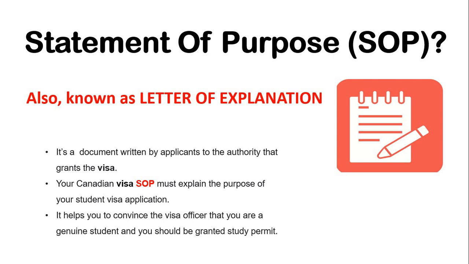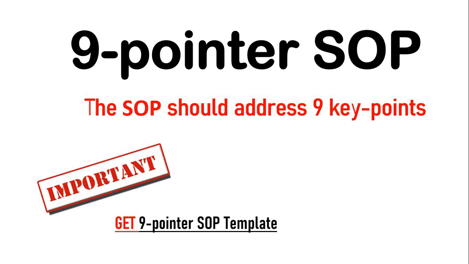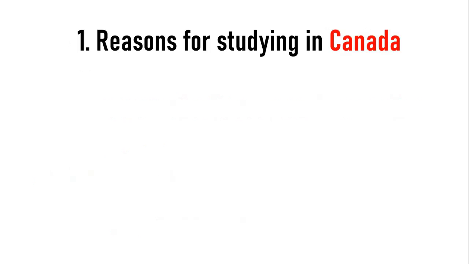The main motive of an SOP is to convince the visa officer that you are a genuine student and you should be granted study permit. Now, I would like to introduce you to an SOP format which I like to call 9-point SOP. I used this SOP format for my visa application and got the approval even with a huge study gap. This SOP format addresses 9 key points that we'll talk about one by one.